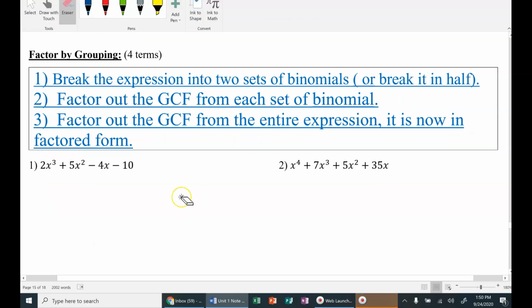All right, guys, before we attack the next part of this, go ahead and hit pause and copy down these 3 steps. These should be blank lines on your notes packet. Okay, so step number 1, break the expression into 2 sets of binomials, or aka break it into half. Number 2, factor the GCF from each set of binomial. Step number 3, factor out the GCF from the entire expression. It is now in factor form.